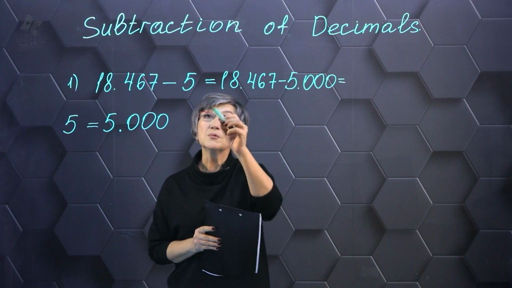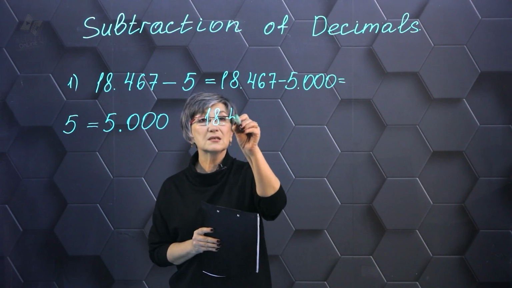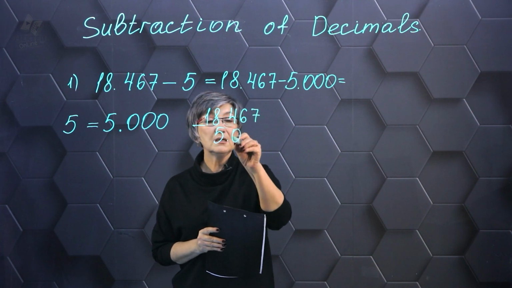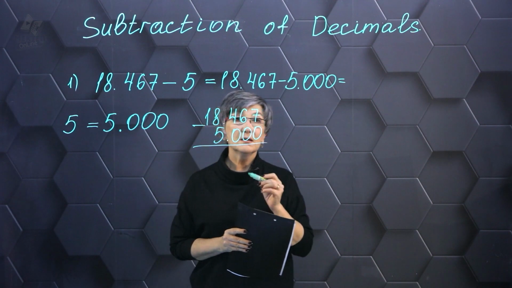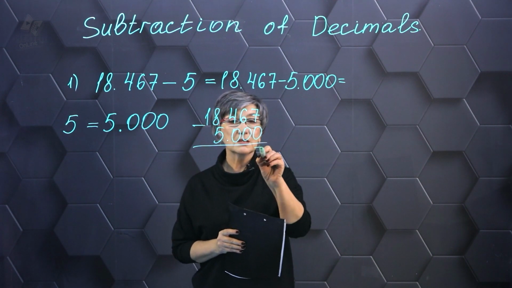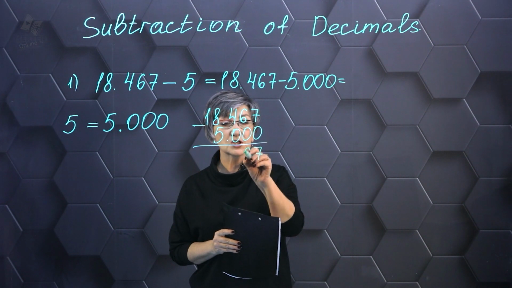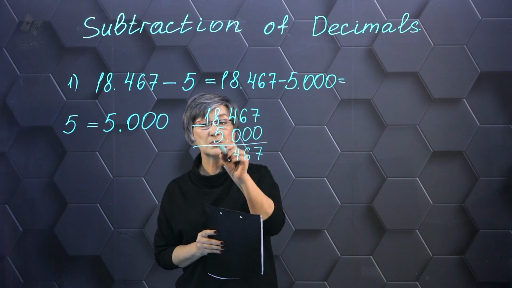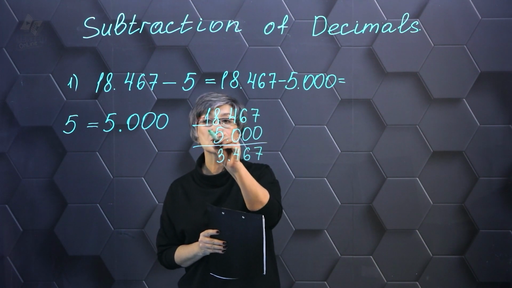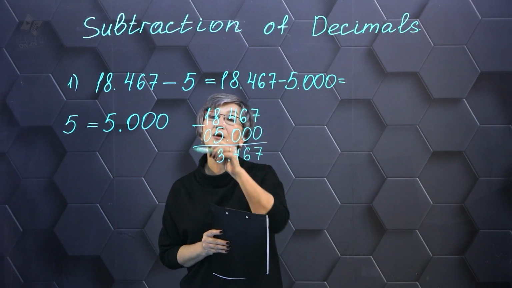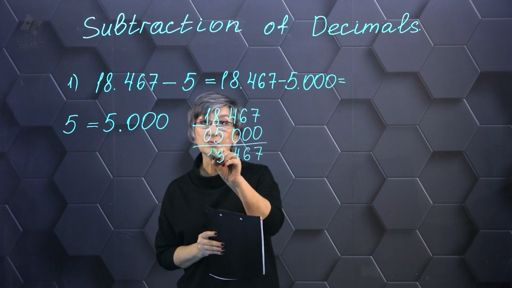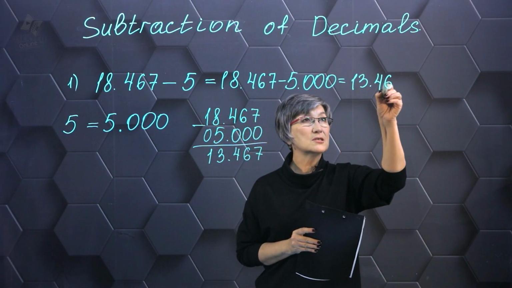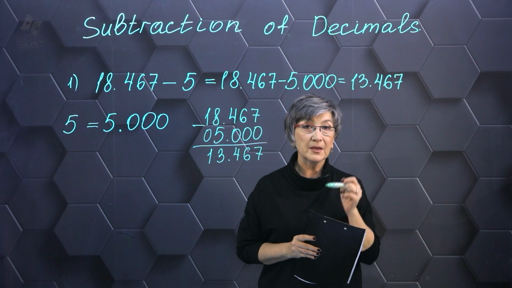Well, we already know how to do it. 18.467 minus 5.000. Subtract. 7 minus 0 is 7. 6 minus 0 equals 6. 4 minus 0 equals 4. Then we have a decimal point. 8 minus 5 equals 3. And for the next place, there is no digit, so I'll consider it as 0. 1 minus 0 equals 1. Therefore, the final result is 13.467.